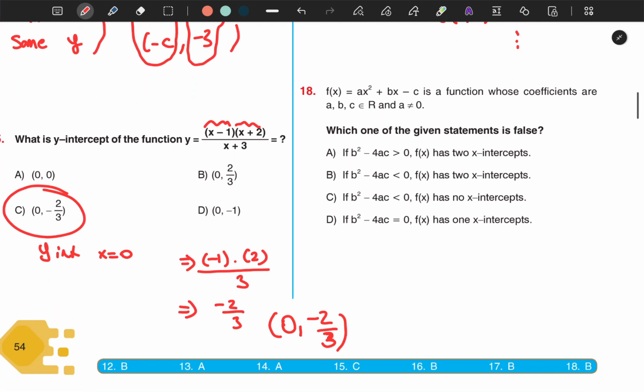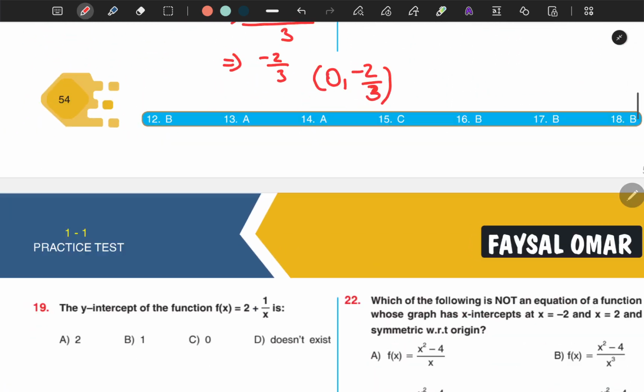Okay. The function whose coefficients are given. Which of the given statements is false? If it says that b square minus 4ac bigger than 0, it means that 2 x-intercepts, that is true. B square minus 4ac less than 0, it means that no x-intercept, that is true. If it's equal to 0, we have 1 intercept, this is true. But less than 0 has 2 x-intercepts, this is wrong. Always, if it's less than 0, it means that no intercept, guys. Okay, this is a true and false statement.